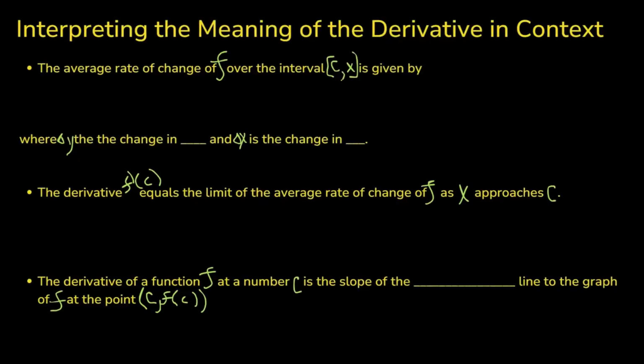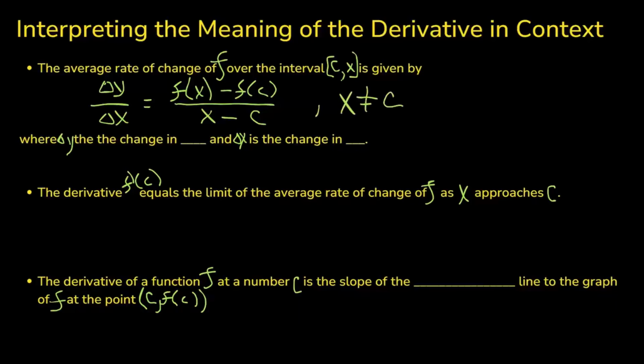First thing is interpreting the meaning of the derivative in context. The average rate of change of f over the interval c to x is given by delta y over delta x, which equals f of x minus f of c all over x minus c, as long as x is not equal to exactly c, where delta y is the change in y and delta x is the change in x. Now, the derivative f prime of c equals the limit of the average rate of change of f as x approaches c.